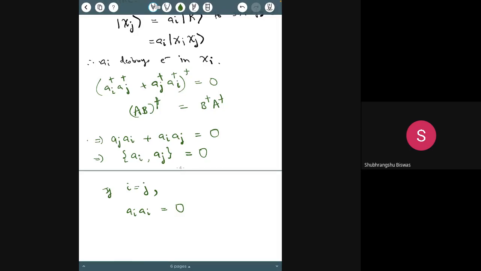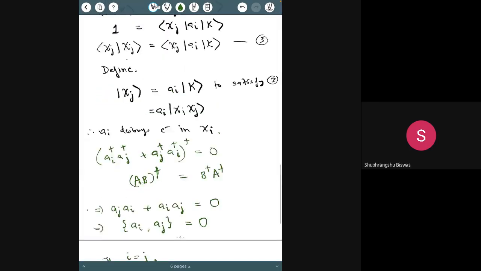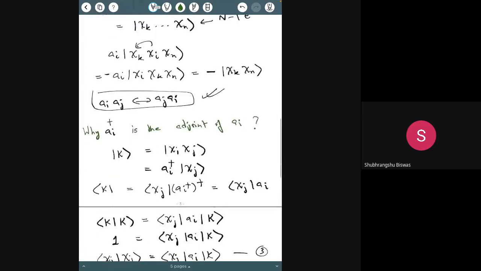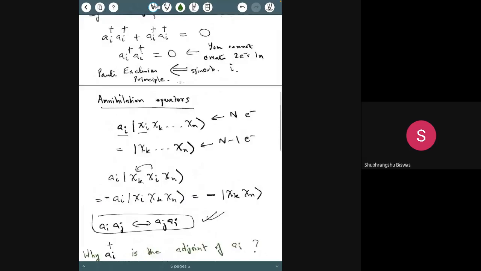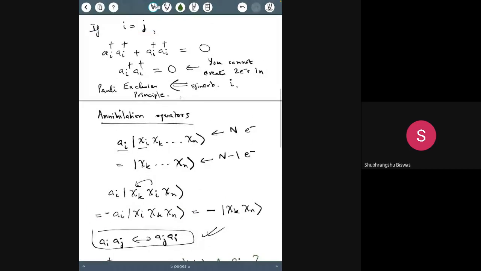Fine. So we'll stop here for today. We've just started on the creation and annihilation operators. I'll recap this on Thursday and continue. And eventually we should be able to start the cluster formalism.